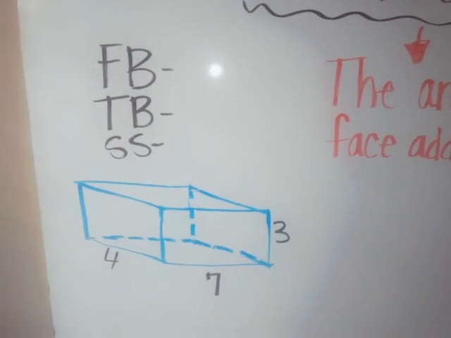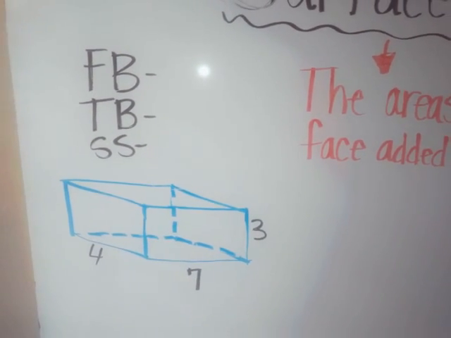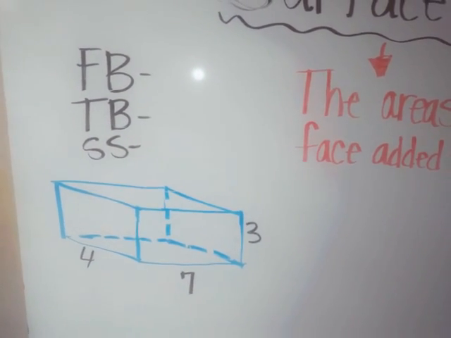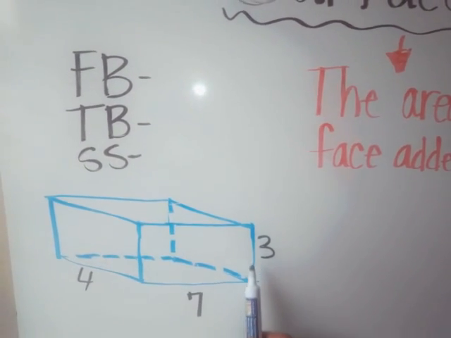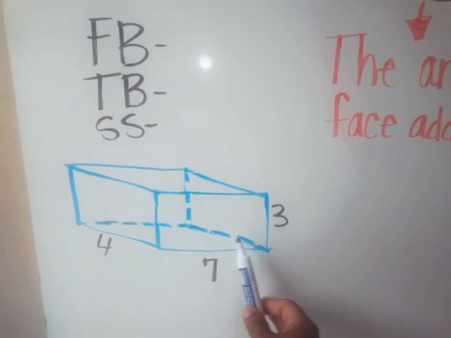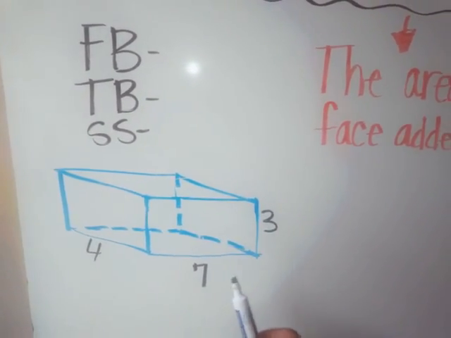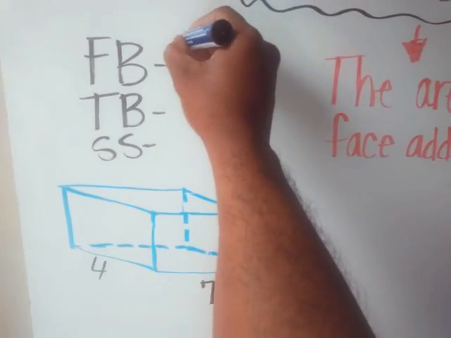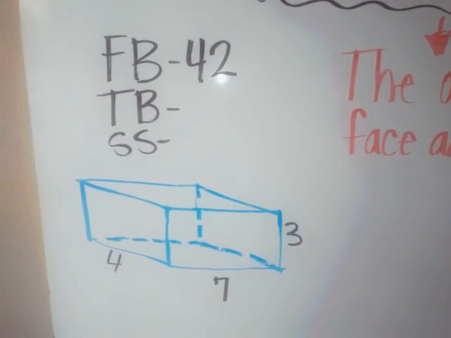So you have to keep in mind again the actual formulas for each of the faces that you're going to entail. So the first face we have, let's use the front and back. We have a rectangle, 7 by 3. The formula is base times height. So 7 times 3 is 21, and 21 times 2 is 42. That's our front and our back combined.